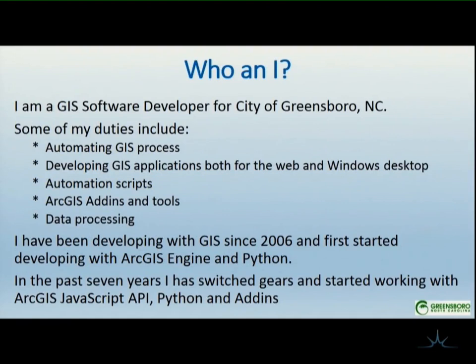All right. Basically, who I am, I'm a software developer for the City of Greensboro, North Carolina. Some of my duties: automate GIS processes, develop GIS applications, mainly for the web now, automate scripts, GIS add-ins and tools, and data processing. Basically, here's your stuff, sort it out and fix it, make some data out of it. That's basically what I get. I've been developing with GIS since 2006. Basically started with Engine, which back then was really cool. It was basically ArcView that you can program. And then Python. I'm always with Python.